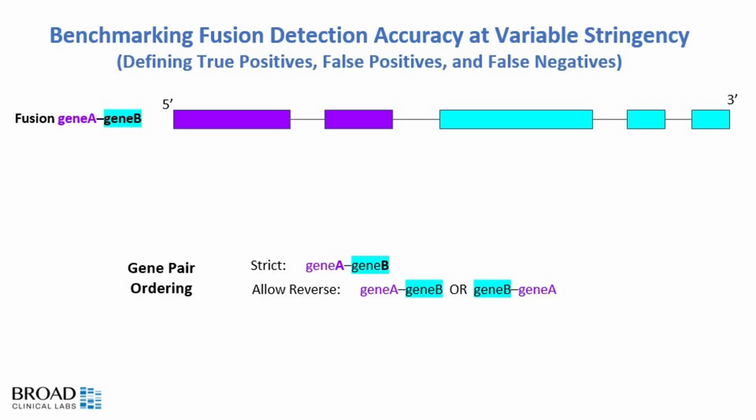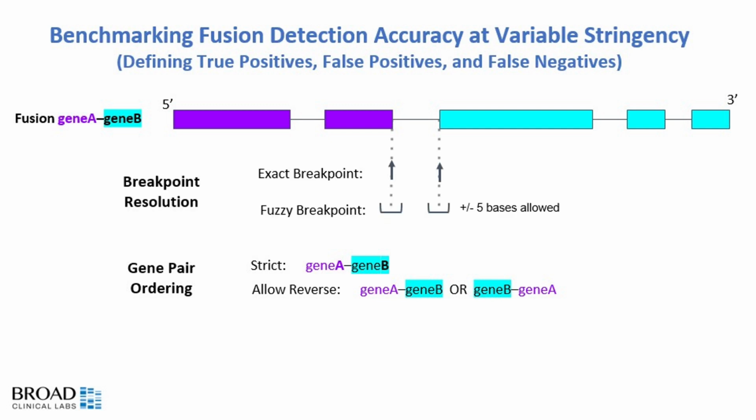When we did the benchmarking, we did it at variable levels of stringency. First, you could just score a fusion as just finding that gene pair, regardless of the breakpoint, regardless of the orientation of those gene symbols. Just do you have a candidate that has that pair of gene symbols? We can score that, or it can be really strict and say you have to have that pair of gene symbols and they have to be in exactly the same order as you expect for that fusion transcript. So we can be really strict, or we can be lenient and allow for either orientation.